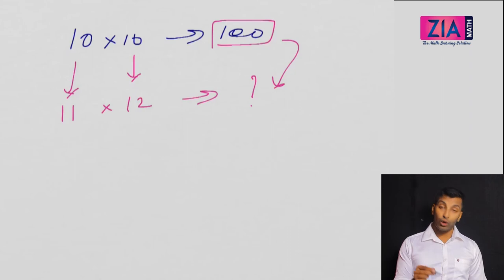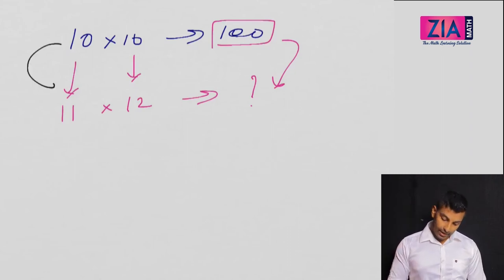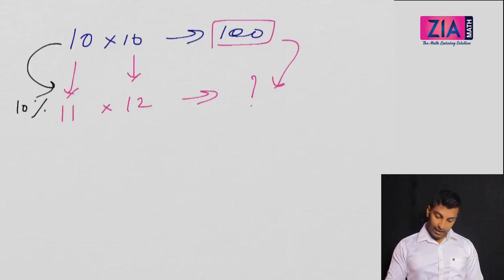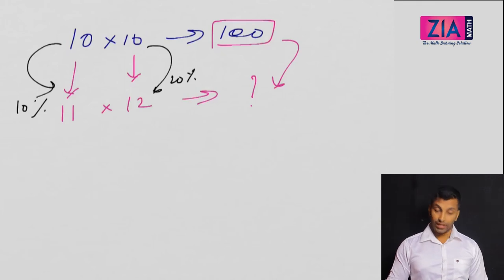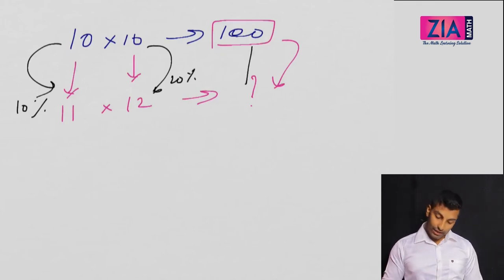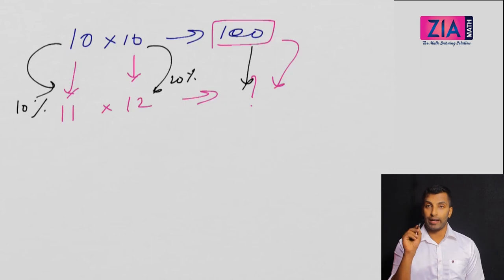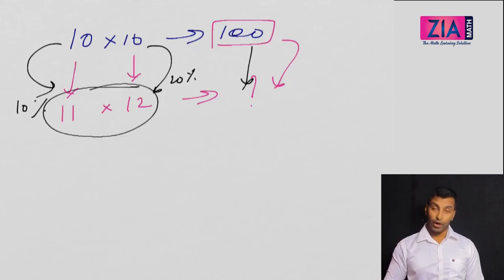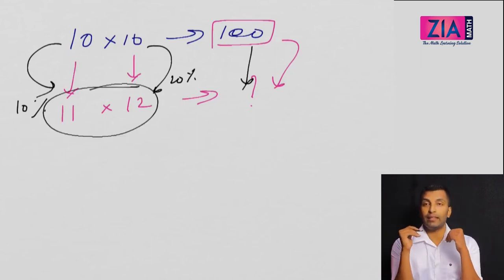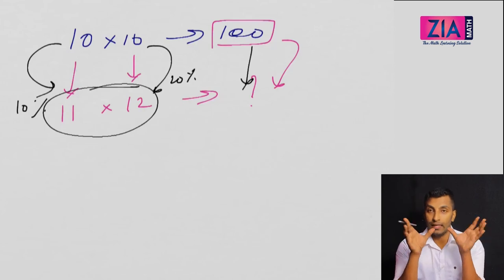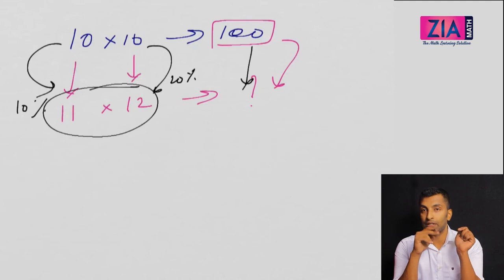So effectively, how will you calculate? Here there is a 10% change and here there is a 20% change. And the question is, what is the total change in the product? Because we are actually calculating the product. So the fundamental thing I need to tell you is, there is a product of two numbers, the first number is increased by 10%, and the second number is increased by 20%. What is the effective change in the new product? I hope you understood the pattern.